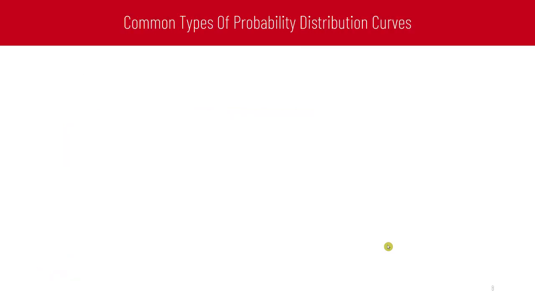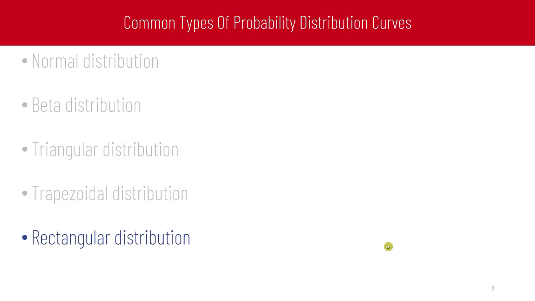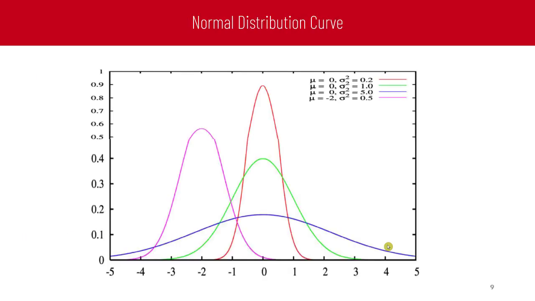Common types of probability distribution curves that could be used in risk analysis are the normal distribution, the beta distribution, triangular distribution, trapezoidal distribution, and rectangular distribution. The normal distribution curve, or what we can call the bell curve, is the curve shown in this graph, which could be one of the four curves here, even the green, red, blue, or magenta.